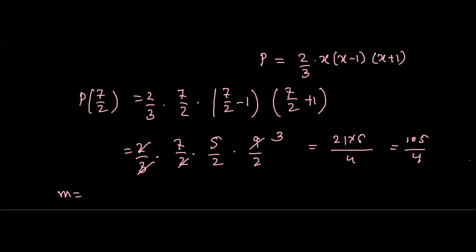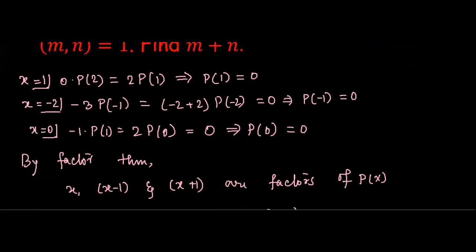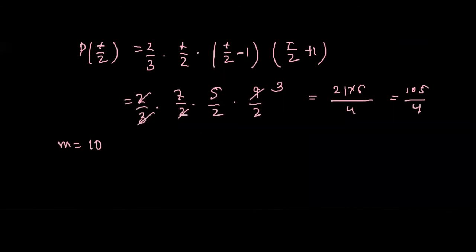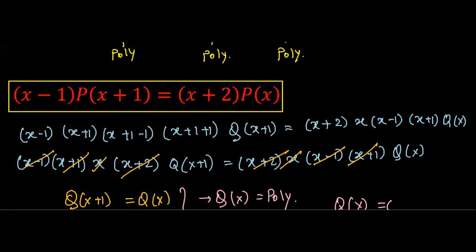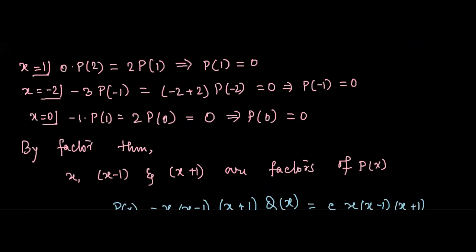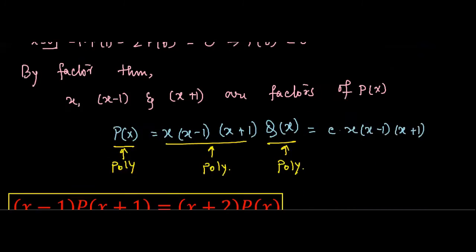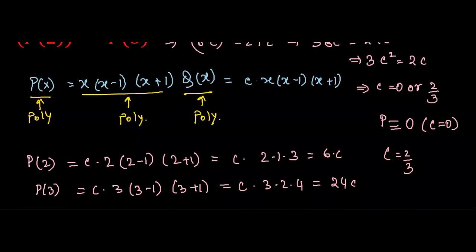we can say that m is equal to, I think m was written in the numerator. Yes, m was written in the numerator. m is equal to 105 and n is equal to 4. So the answer, that is m plus n, is equal to 109. So hence the answer to this problem is 109.